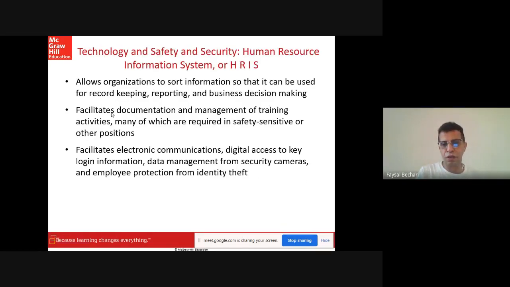In technology and safety and security, the human resource information system, or HRIS, allows organizations to store information so that it can be used for record keeping, reporting, and business decision making. It facilitates documentation and management of training activity, many of which are required in safety-sensitive or other positions. It also facilitates electronic communication, digital access to key login information, data management from security cameras, and employee protection from identity theft. So security is very important, because as an HR professional, you are dealing with people and their personal information.